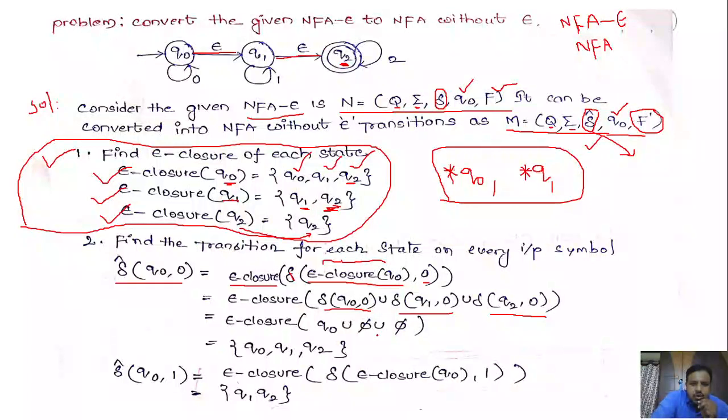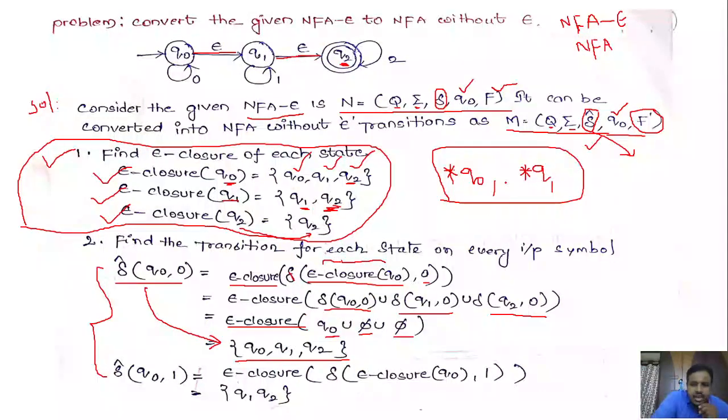So what is Q0 on 0? It is Q0 itself. Q1 on 0 is phi, and Q2 on 0 is phi. So Q0 union phi union phi. What will you get? Epsilon closure of Q0. What is the epsilon closure of Q0? Q0, Q1, Q2, right? So in the resultant NFA, delta cap of Q0 on 0 means you need to specify the transition towards these states.